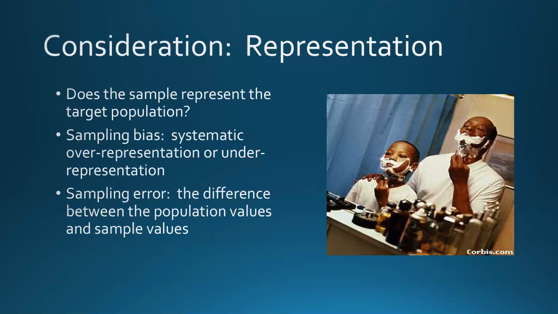And then there can be sampling error. That's when there's a difference between the population and the sampling values. And this can occur for many different reasons.